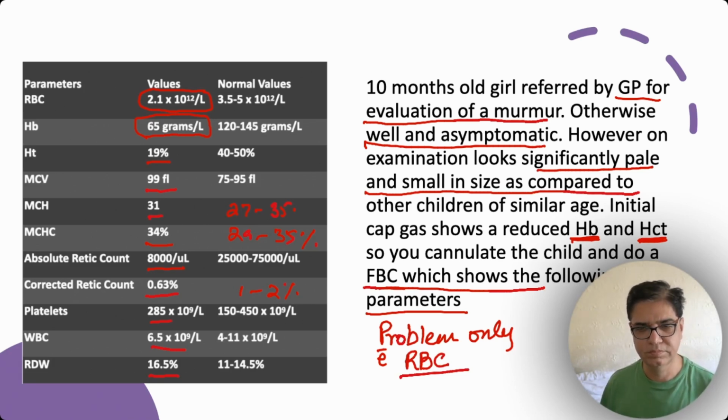Diamond-Blackfan syndrome, and something towards RBC production, possibly towards underproduction. But whether there is hemolysis, we don't know. I don't think so. So that would be the general direction.